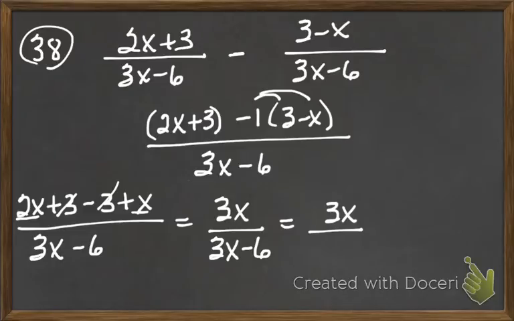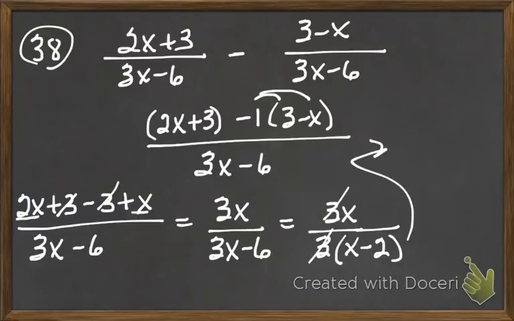Greatest common factor of 3. When you factor out a 3, what are you left with? x minus 2. And what will cancel then? The 3's will cancel. So your simplified answer is x over x minus 2.